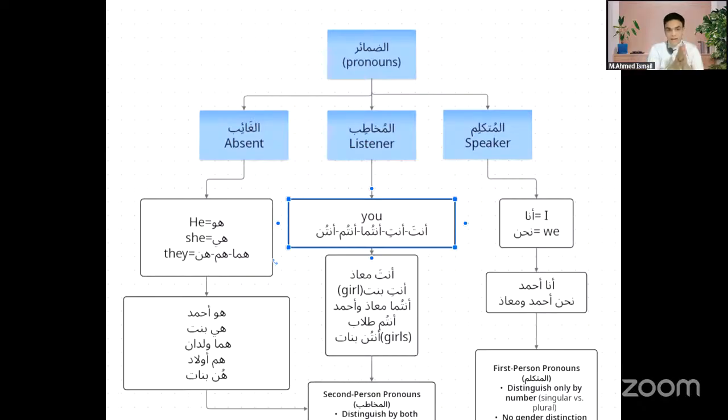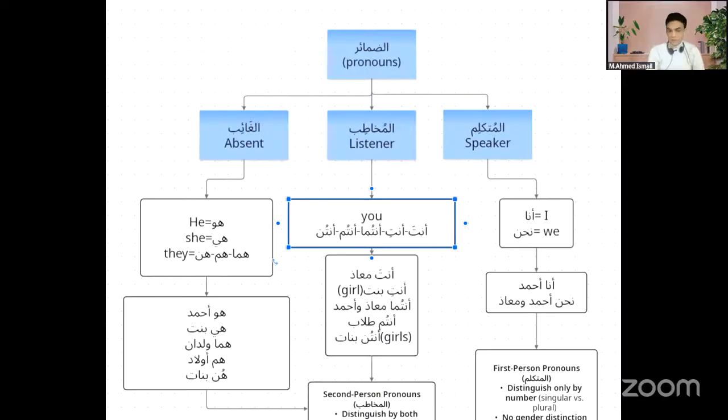And antum, the group of mudhakkar, like the group of males, and antunna, the group of females, like the group of muannas. So this means a group of men or a group of women. So antum rijal, you are men. Antunna nisa, you are women. So okay, it's so clear.